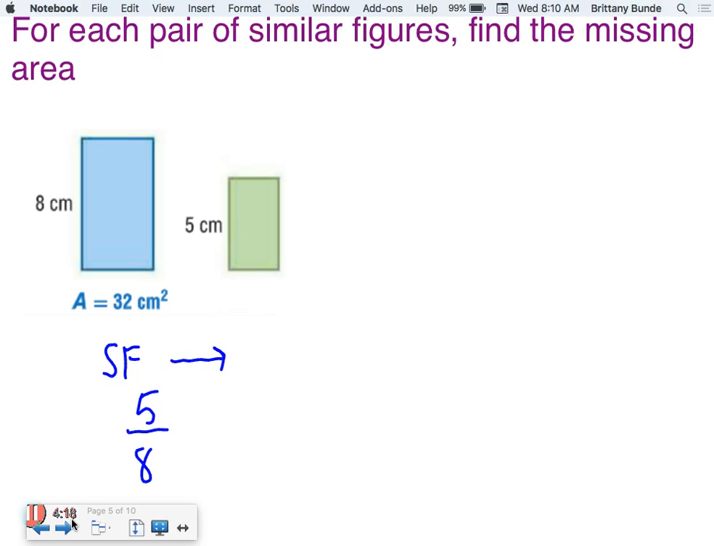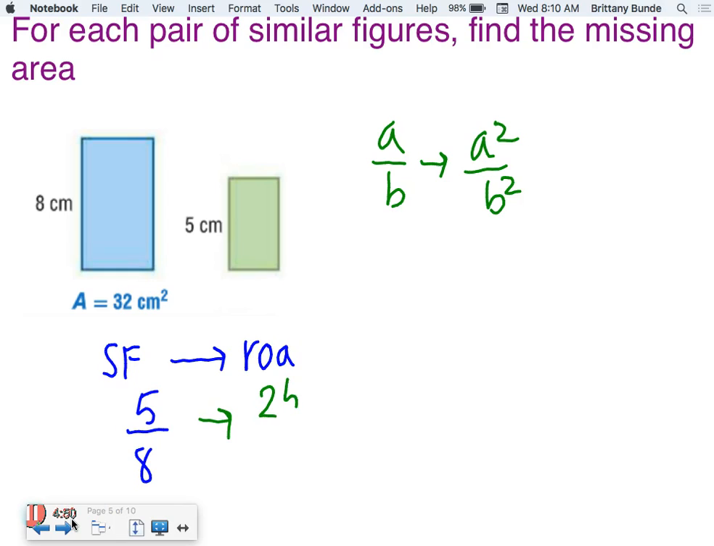Then from here, I want to write the ratio of our areas. So I'm just going to abbreviate ROA, the ratio of your areas. So what did we have to do to our scale factor to get to the ratio of our areas? So here's your scale factor, A over B. Ratio of your areas is A squared over B squared. Square them. So what's 5 squared? 25. 8 squared? 64. Perfect.